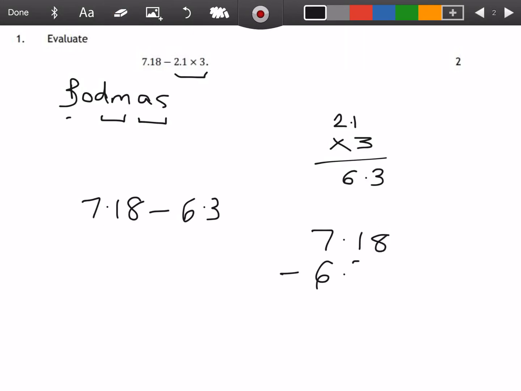7.18 take away 6.3. You'll notice I've got the numbers in line, the decimal point in line. If you want, you can put a 0 here. 8 take away 0, 8. 1 take 3 you can't do, so we're going to cross here and we're stealing 1 from it. 11 take 3 is 8. Put your point in. 6 take 6, the answer is 0.88.